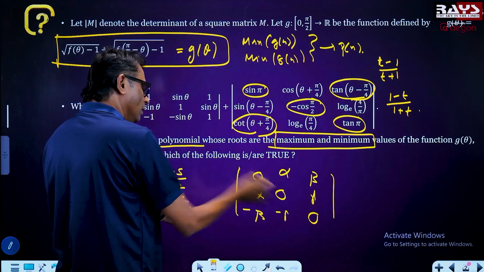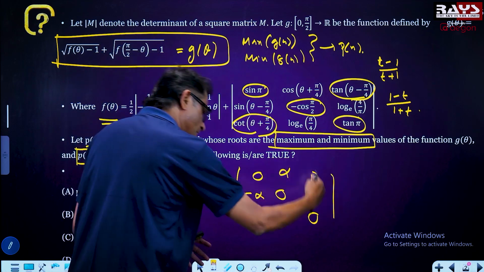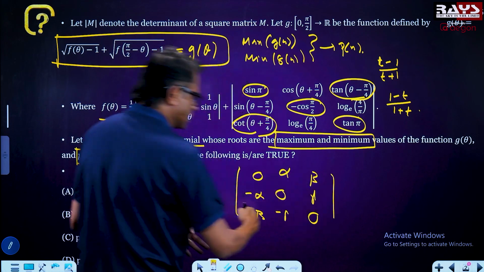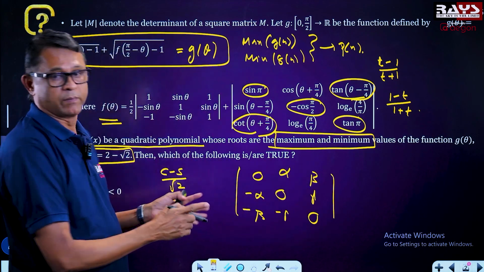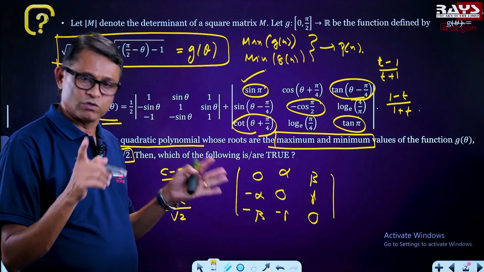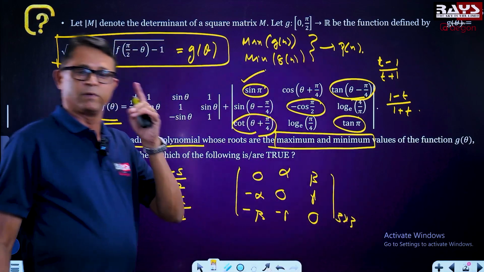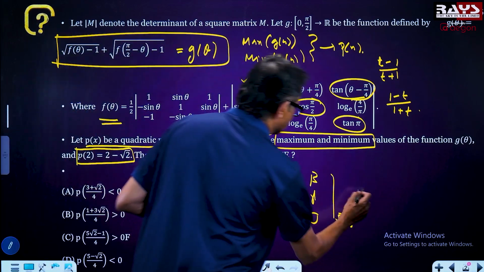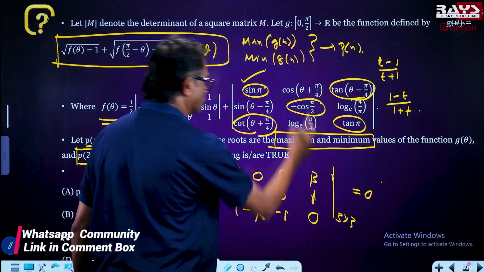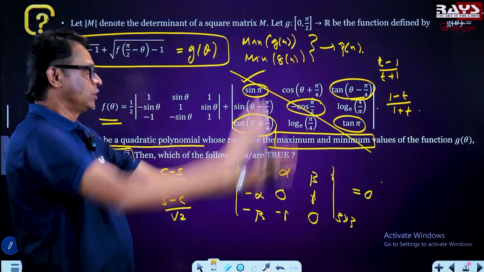So that is alpha, beta, gamma here, and the opposite sign is coming over here. So this is a skew symmetric matrix. You know that for a skew symmetric matrix of odd order, this is of order 3, the determinant value is equal to 0. So this determinant is equal to 0, which means we can ignore that one.